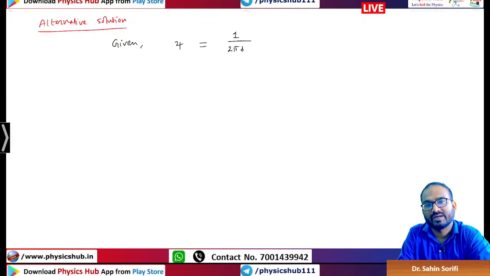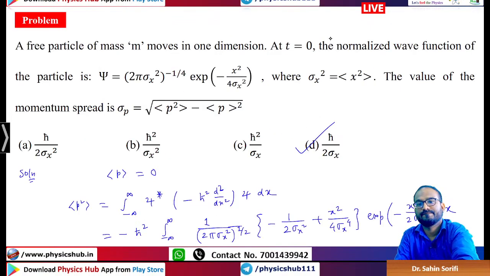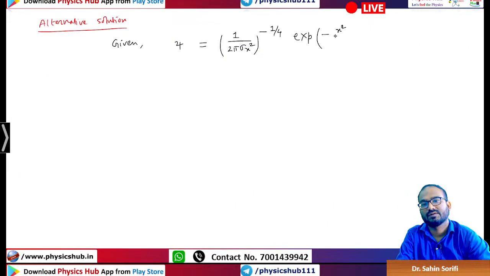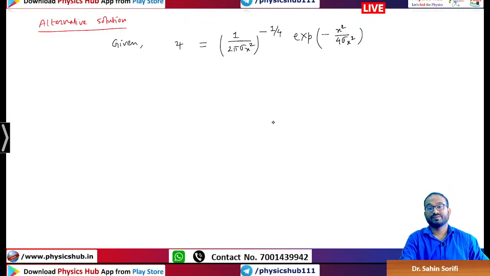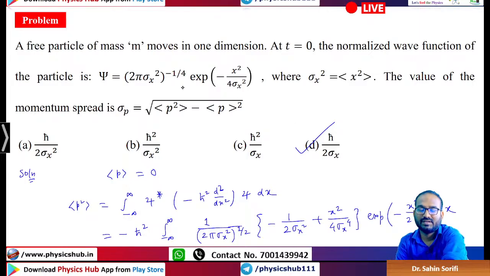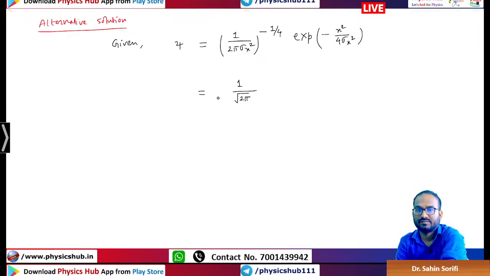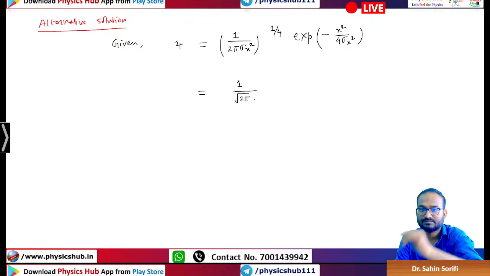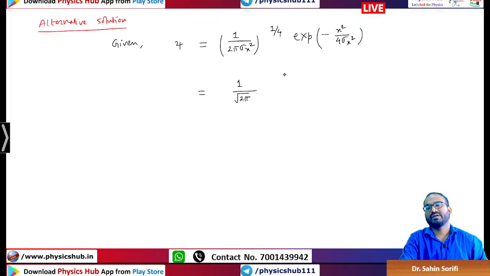One upon 2 pi sigma x square to the power minus 1 by 4, exponential minus x square by 4 sigma x square. This is given to you. So I am just writing it 1 upon square root of 2 pi. So when I am writing 1 upon this, it means this minus sign is not there. So it is like 1 by 2 we have taken. So that makes this and remains 1 by 2. Okay, now exponential minus x square by 4 sigma x square.